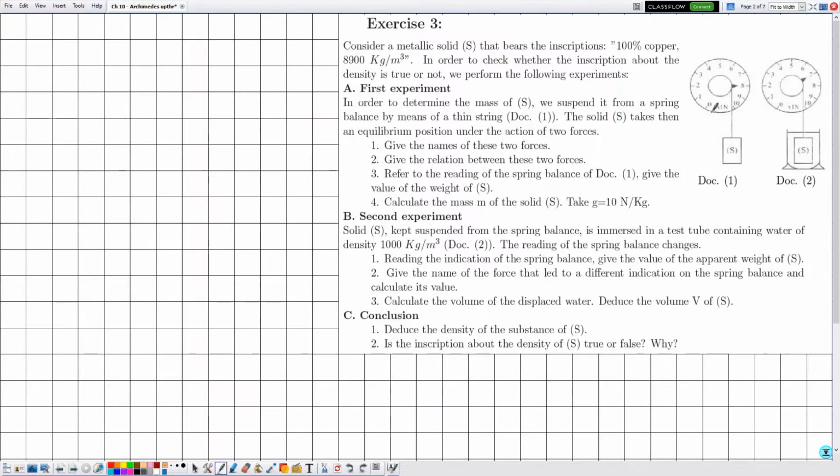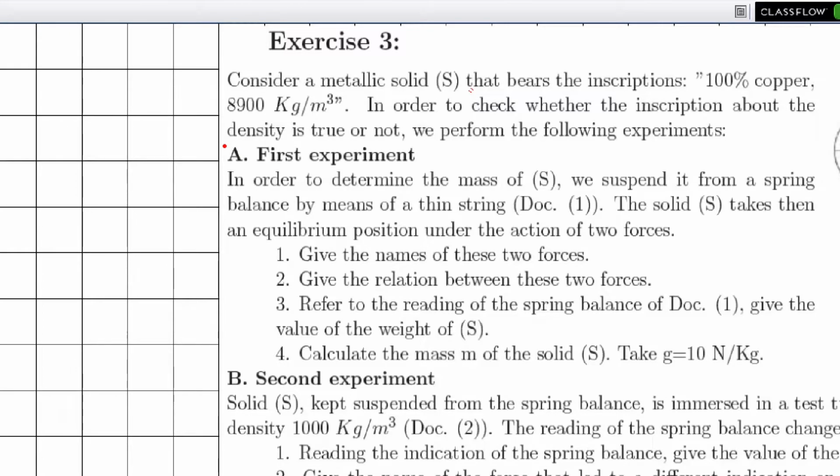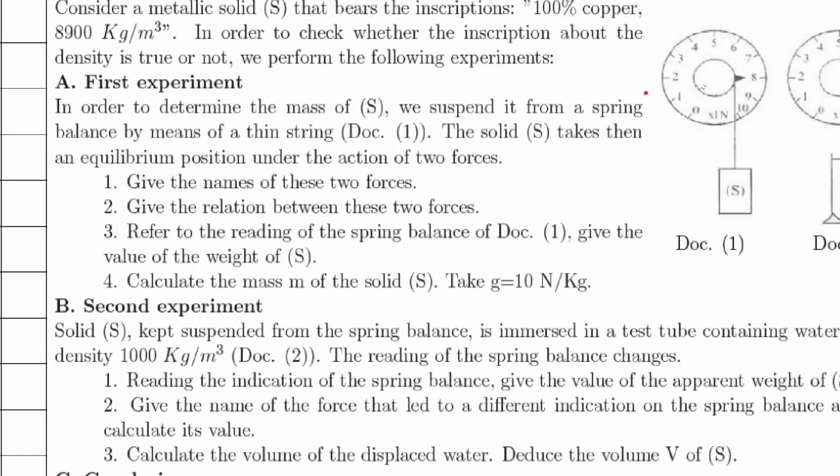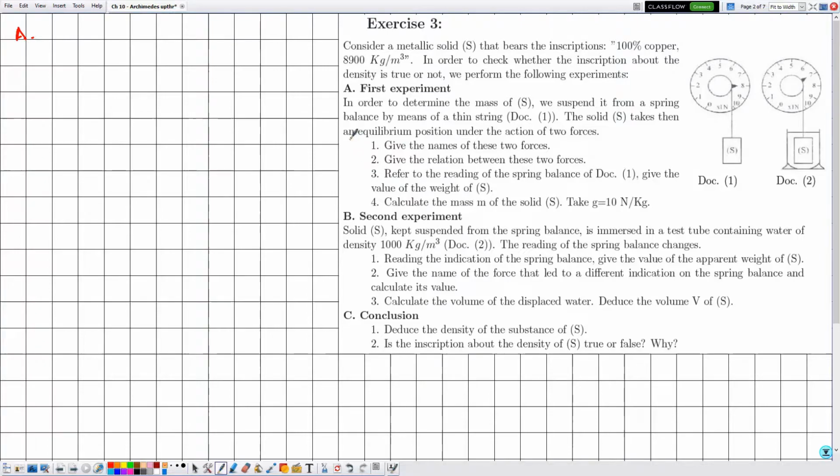In order to check whether the inscription about the density is true or not, we perform the following experiment. So here they are telling us that this indication is the density. Now the first experiment. In order to determine the mass of S, we suspend it from a spring balance by means of a thin string. This is the string. So here they mention the string, for sure we have tension. The solid S takes then an equilibrium position under the action of two forces. So here the solid S being at equilibrium, at any moment we can use the condition of equilibrium.